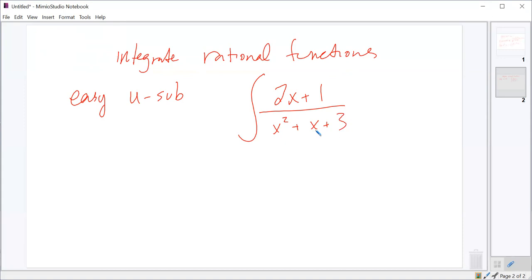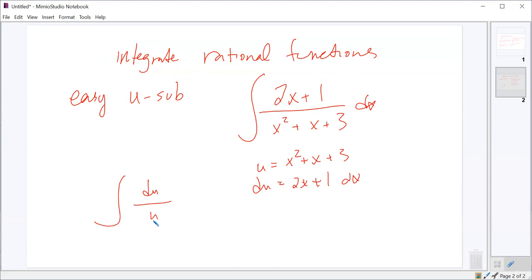And if you think about this, the denominator is a good candidate for our u, because if we take du, that just becomes 2x plus 1 dx, and that's what our numerator is. So we want to turn this into du over u and get natural log absolute value of u, and then replace it with the x squared plus x plus 3. All right, so first thing you want to do is look for an easy U substitution. Everybody good with that? Cool. All right. Always check for that.